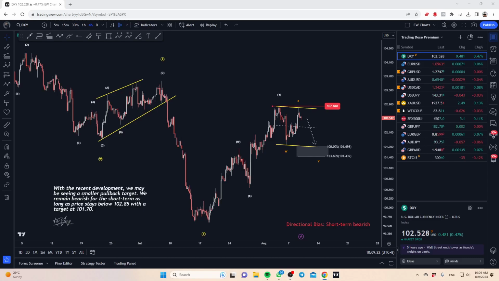Hello, good morning. Welcome to today's midweek market analysis. So as usual, we're going to be covering some of these opportunities and potential setups over here for the midweek. And let's get started with the dollar index.